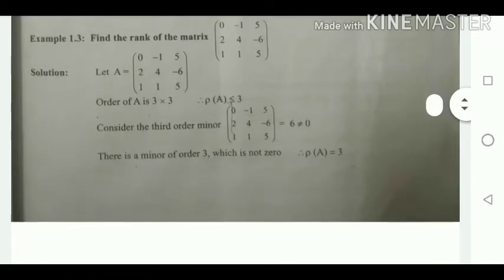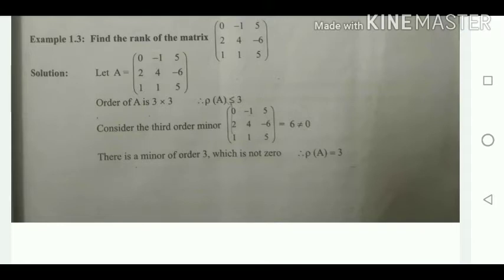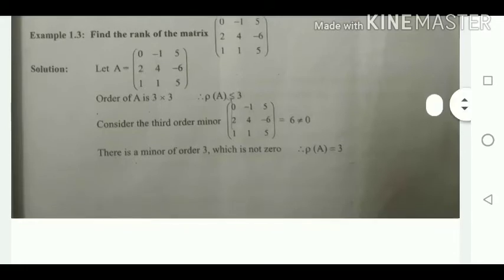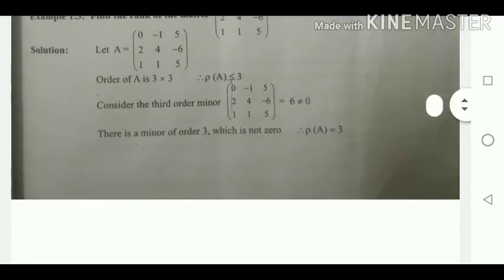Here I am finding the determinant of A by way of expanding one row. Here you may take any row, 0, minus 1, 5, or you may take any column, 0, 2, 1. So you expand only one row in order to find the value of the determinant of A. Here they find that it is 6.